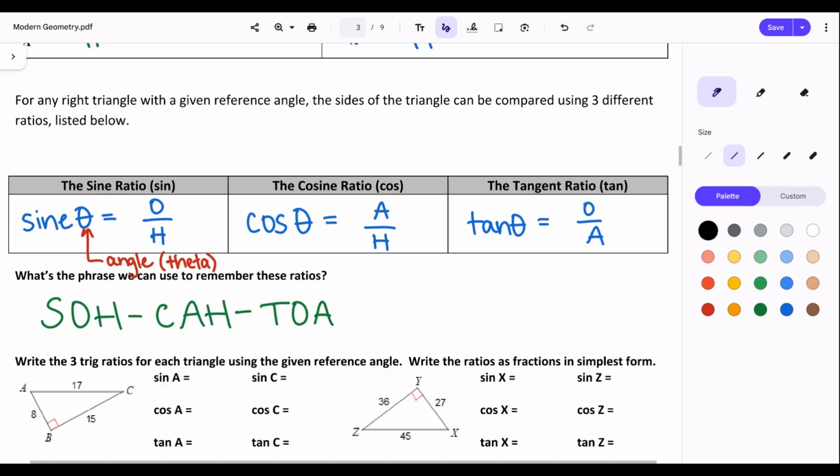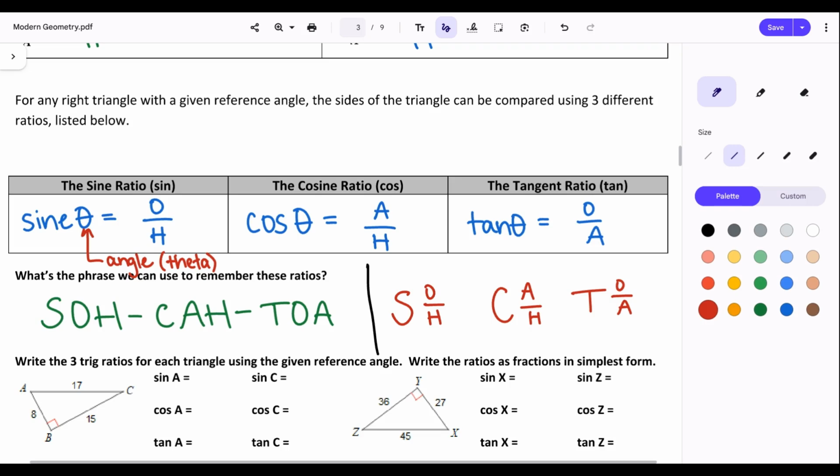Another way I've seen this written is sometimes students will write it like this. They'll do a big S and then O over H for like sine is opposite over hypotenuse, cosine is adjacent over hypotenuse, tangent is opposite over adjacent. So that's just maybe another way that you could write that. And for some, it makes more sense maybe to do that because you actually see the fractions that you're setting up. But either way, you're going to hear me reference SOHCAHTOA a lot.